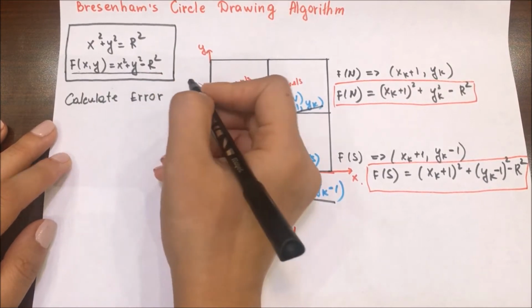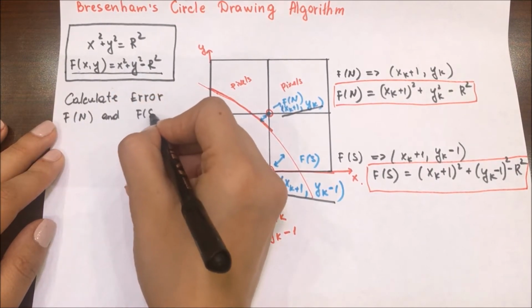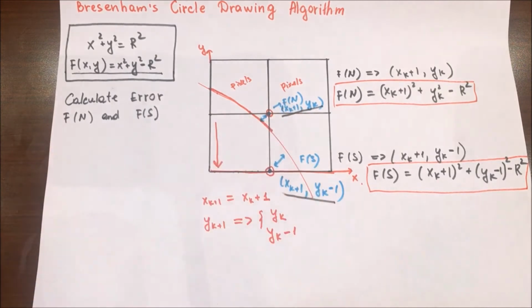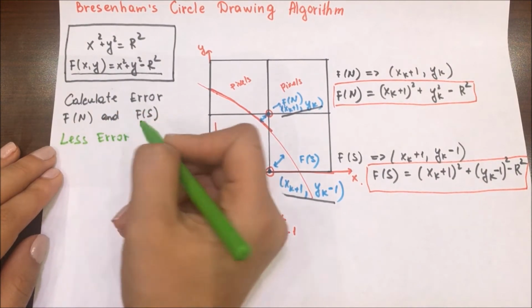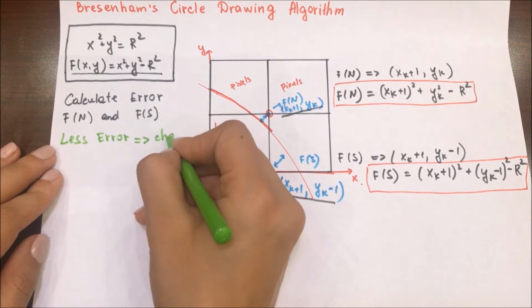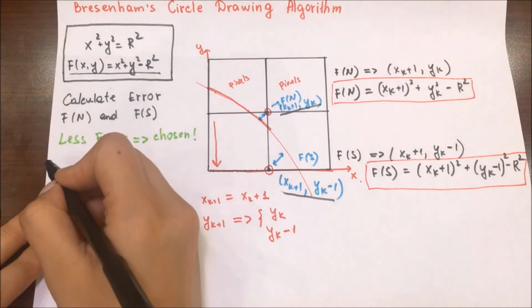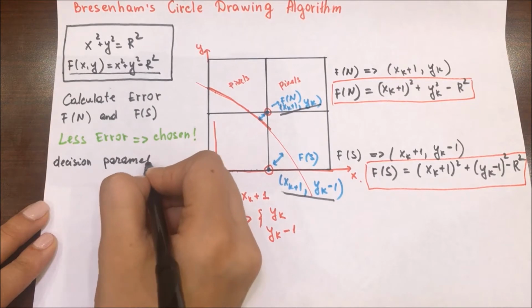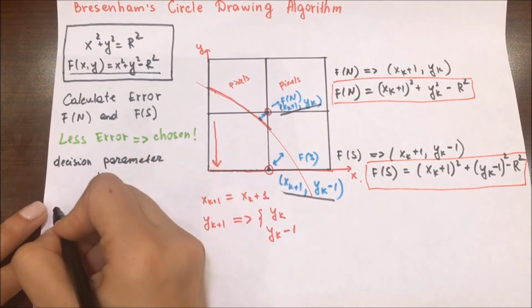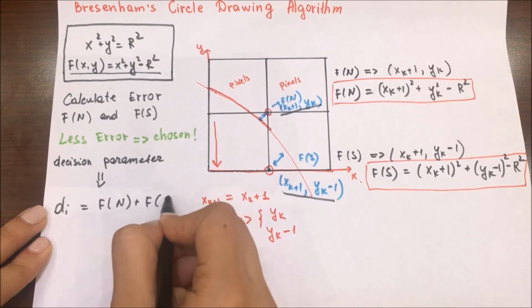The error in f of n and f of s will be calculated now. Finally, the distance that gives less error will be selected. We need to find the less error. The decision parameter will decide whether the east point or the southeast point has less error. We will show the decision parameter as di, and di equals f of n plus f of s.